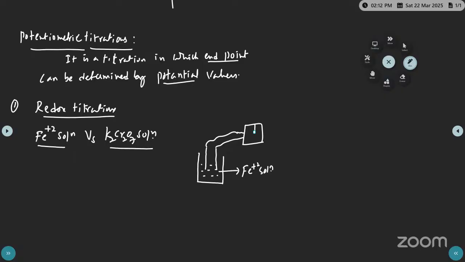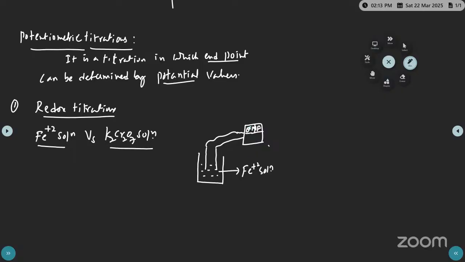Okay, so these two electrodes are connected to a device which measures what? It measures EMF. EMF is nothing but the potential of the two electrodes. We have discussed that the potential of the two electrodes is known as EMF or E cell. So when these two electrodes are immersed in the Fe+2 solution, they measure the EMF of this solution, and it is displayed on this device.